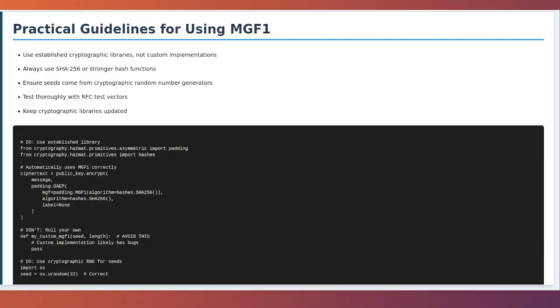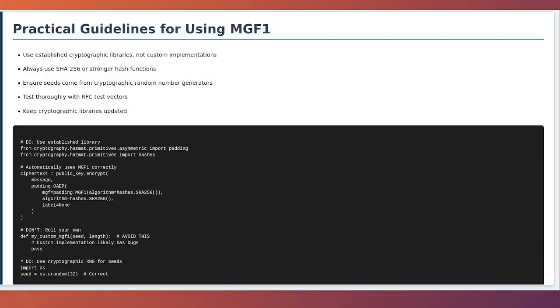Use SHA-256 as a minimum, or SHA-384 or SHA-512 for higher security requirements. Never use SHA-1 or MD5 with MGF1, even for non-security critical applications, because using deprecated cryptographic primitives establishes bad habits and might lead to their use in security-critical contexts. The performance difference between SHA-256 and SHA-1 is negligible on modern hardware, so there's no reason to use the weaker function.